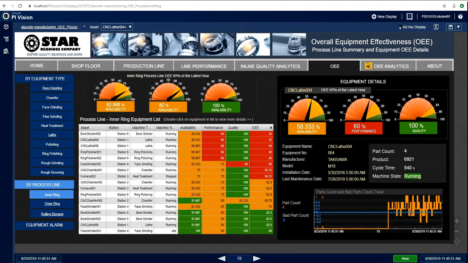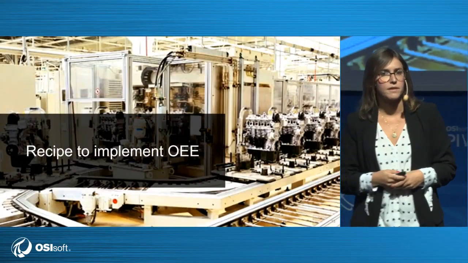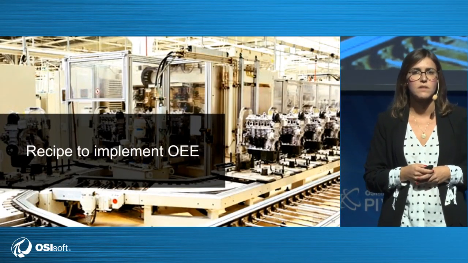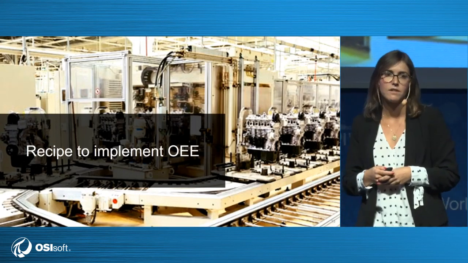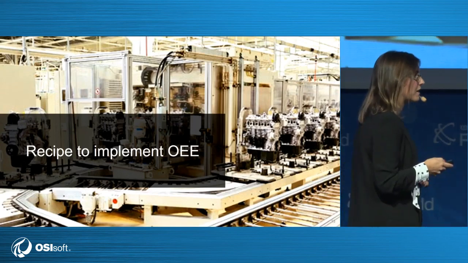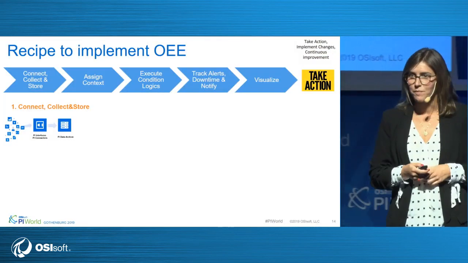Okay, and we could also see in detail the lathe 4, for example, here, but by using this type of drop-down menu, we could change this as well and go asset by asset. So how did we implement this? This was very easy to do, and this was done in just a few weeks. But most important thing is to follow this recipe.